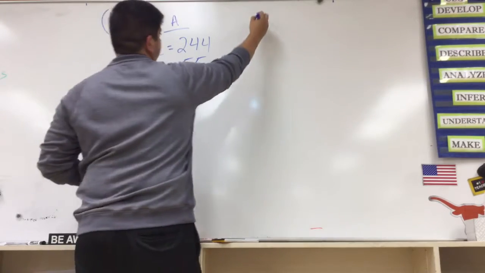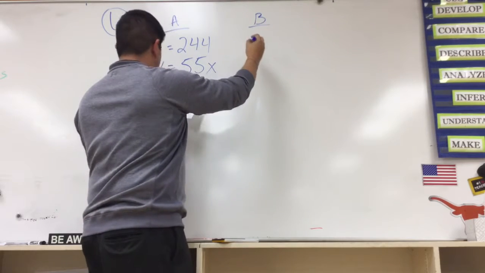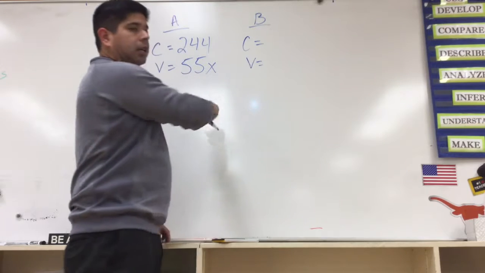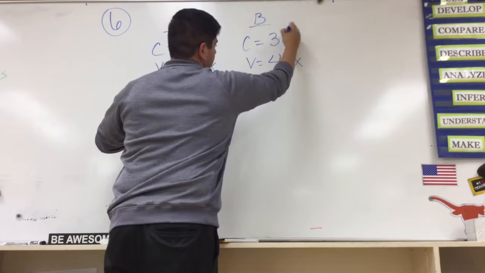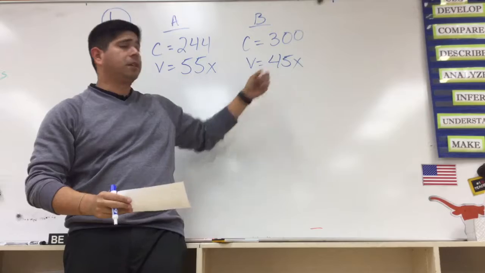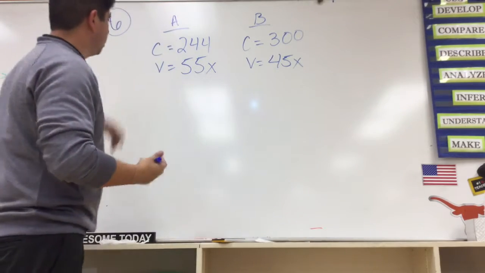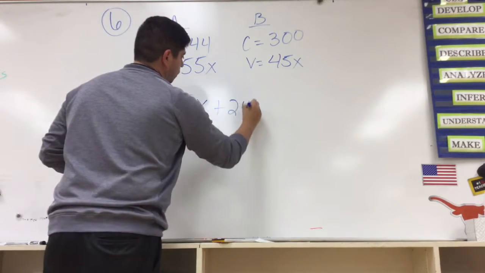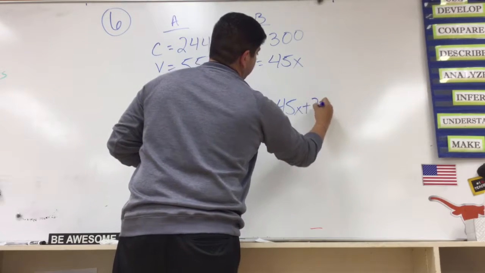Driver B says that he's going 45 miles an hour, or 45 miles each hour, and then he's already driven 300 miles. So just like here, the 45 and the x are going to go together. 300 is my constant because that's what he's already driven. He hasn't driven 300 miles each hour. He drives 45 miles each hour. So to write an equation, all I have to do is write: 55x plus 244 equals 45x plus 300.